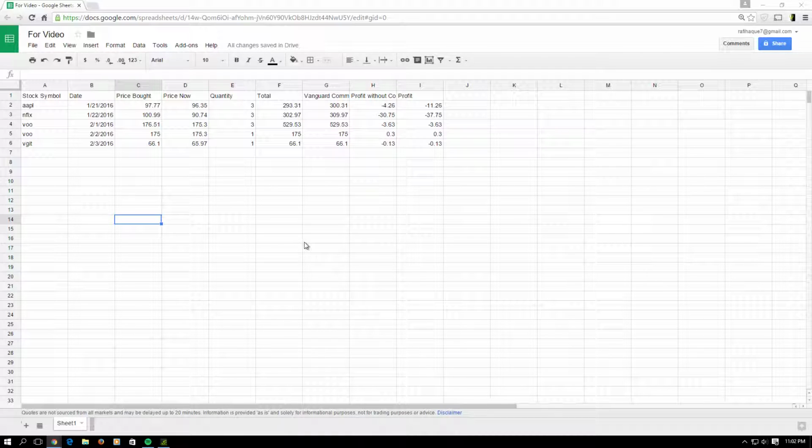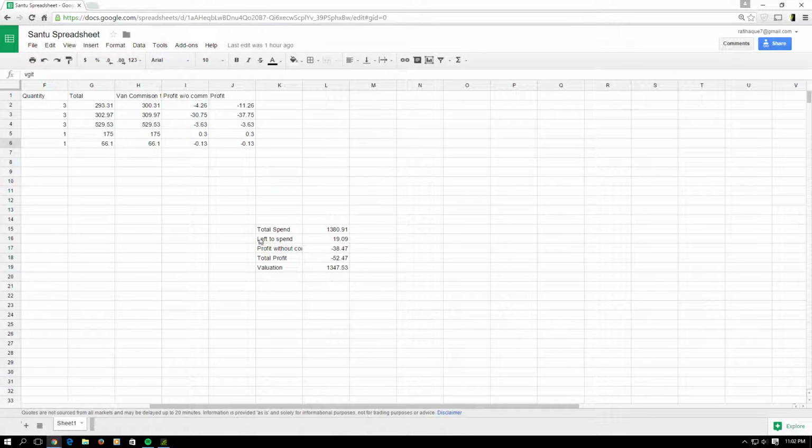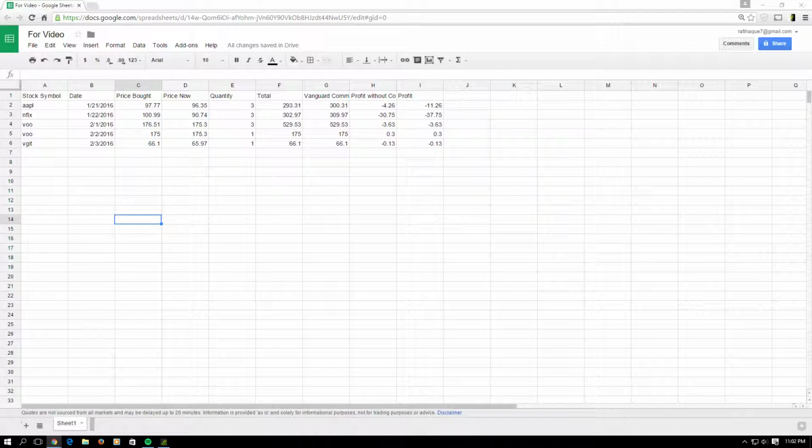Now what we're gonna do next is essentially have this portion of it, which is total spend, left to spend, profit, some very crucial numbers that I just need to look at once to see how I am doing for that day, instead of looking at each individual stock, because when you have over, let's say, 20 different companies that you're invested in, it's kind of hard to see what's going on. You just want to take a quick look at what's going on, and that's how that works. So let's make that now.